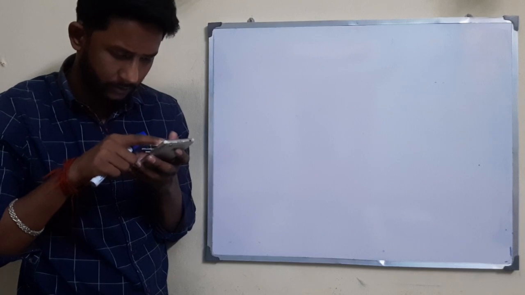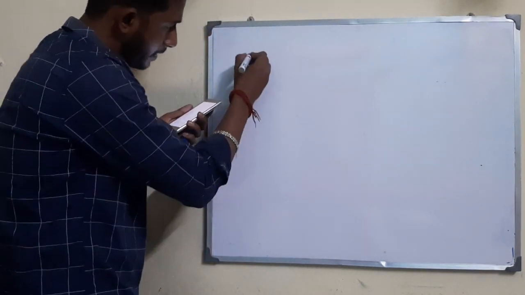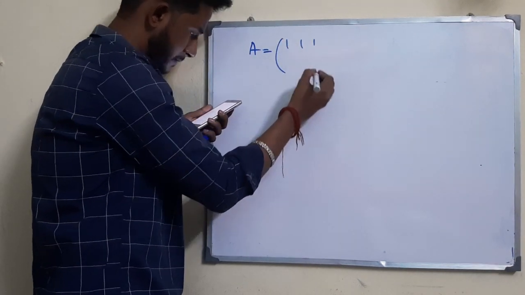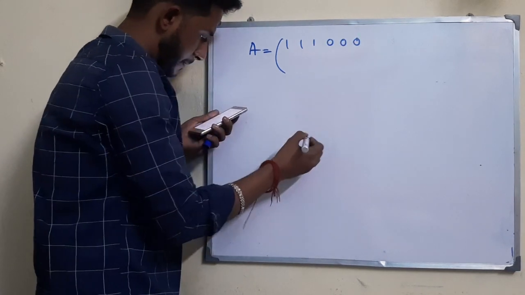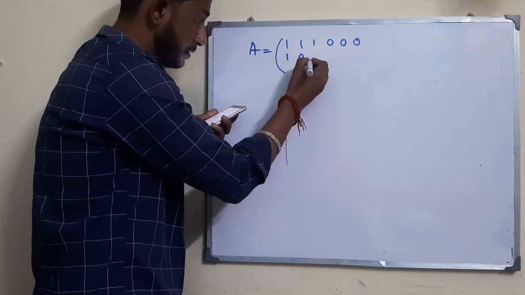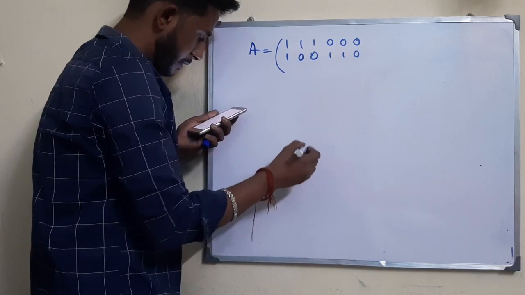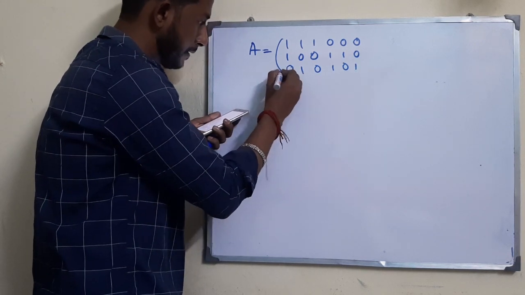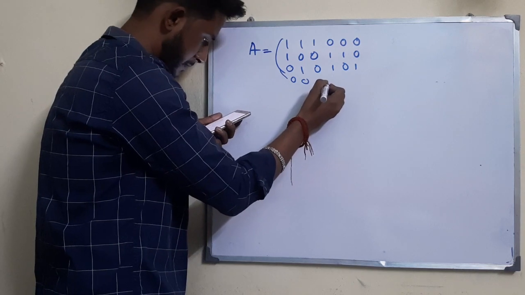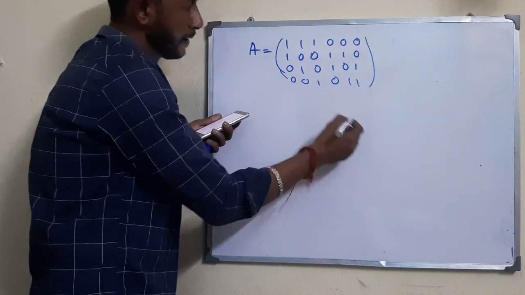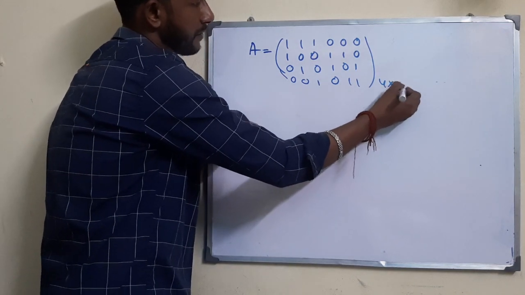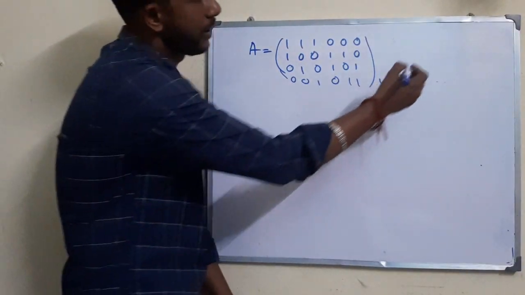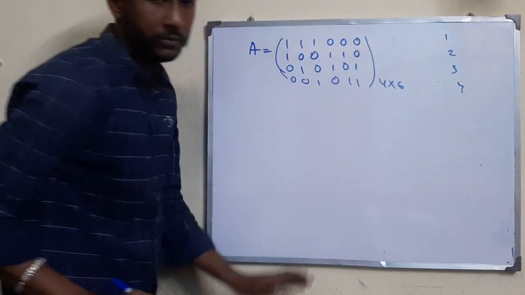In question number 2, a matrix is given. I am considering this matrix to be A, which is equal to the first row 1 1 1 and then 3 zeros, second row 1 0 0 1 1 0, third row 0 1 0 1 0 1, and the fourth row is 0 0 1 0 1 1. This is a 4 cross 6 matrix, right? So we have to find out the rank of this matrix. Options are 1, 2, 3 and 4. These are the 4 ranks.